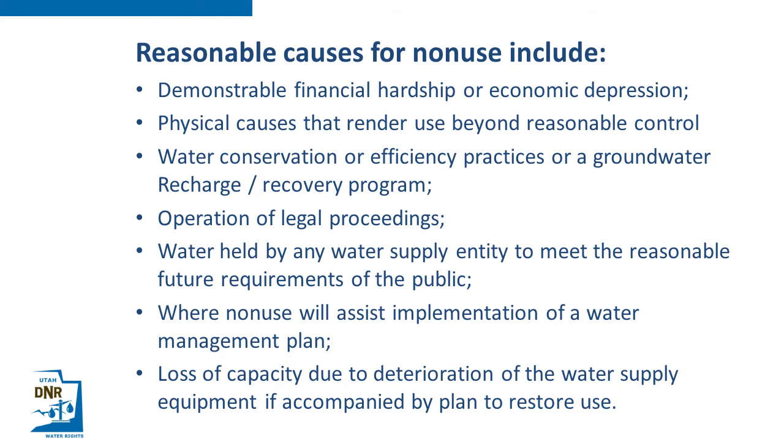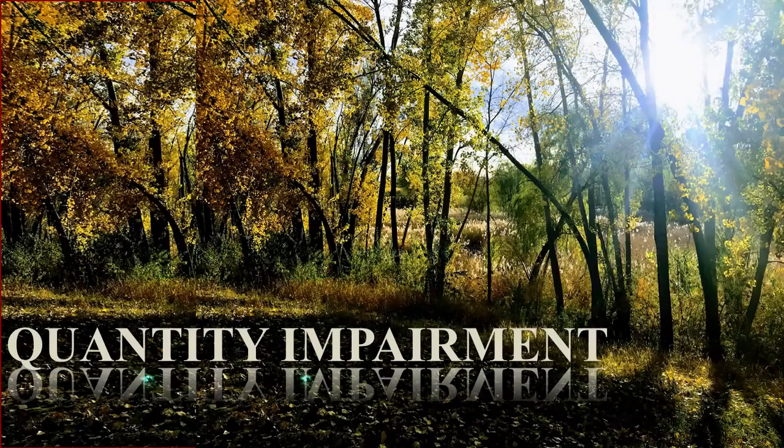If the source that you're using has a loss of capacity due to deterioration of the supply equipment, that's also a cause for non-use. In that case, the state engineer expects a plan regarding how the water supply equipment will be restored. There are other reasonable causes, and you can reach out to the Division of Water Rights if you have questions about a cause for non-use. 60 days before the expiration date of a non-use application, the state engineer will notify the applicant, and the applicant can file additional non-use applications or simply allow the non-use application to expire.